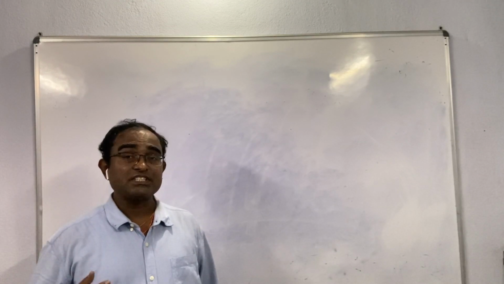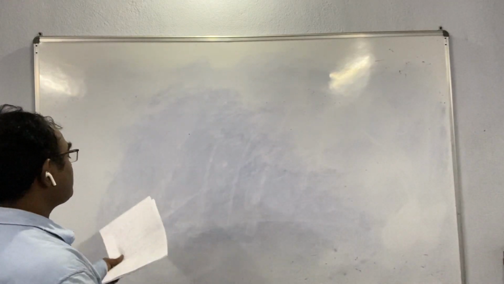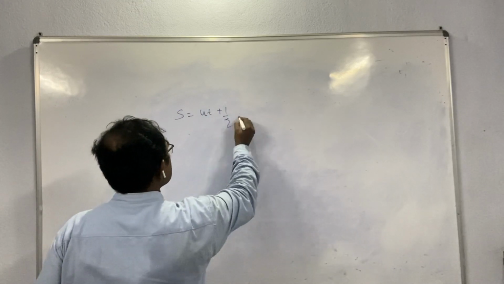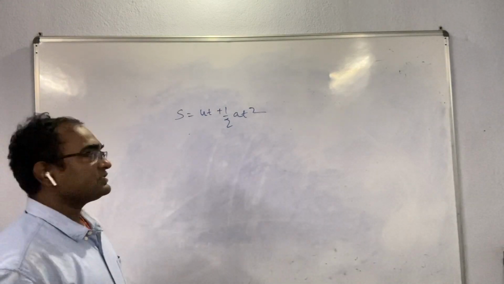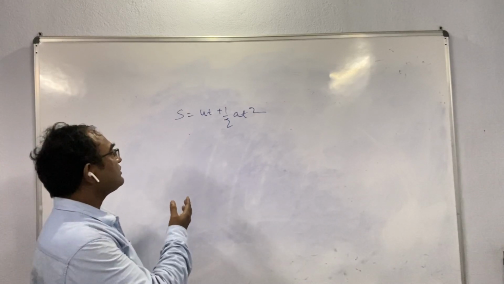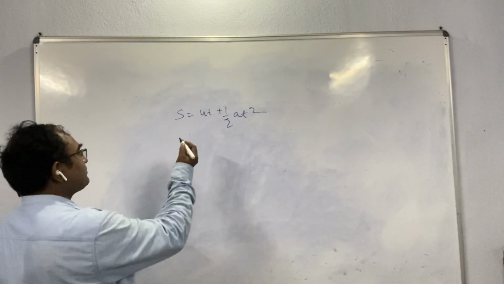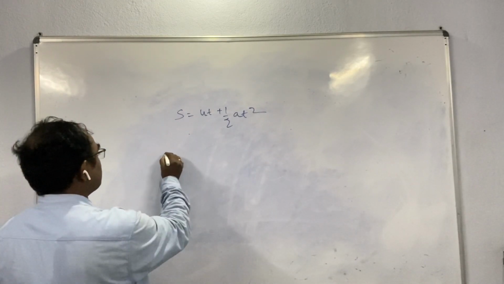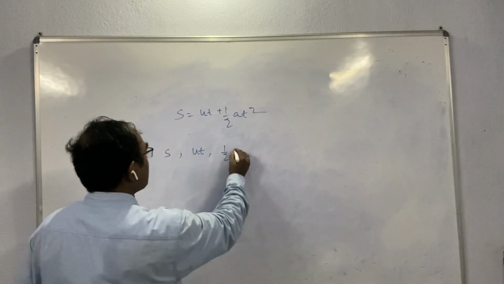How are we going to check the consistency of any equation? Suppose I take one example of a kinematics equation, where we represent the distance by the combination of initial velocity, time and acceleration. In this equation, we have 3 terms. The first term is s, another term is ut, and the third term is half at square.